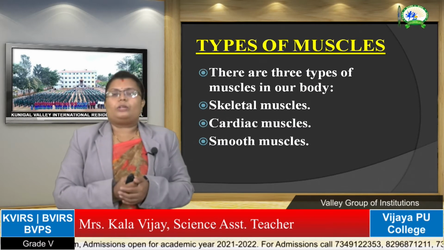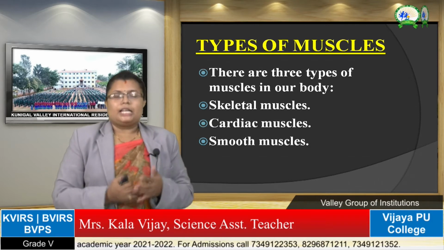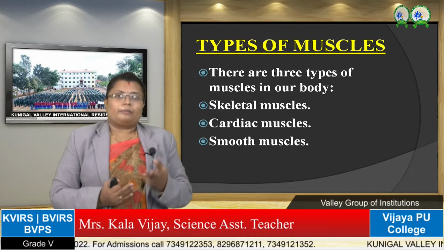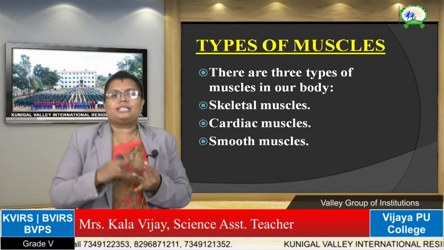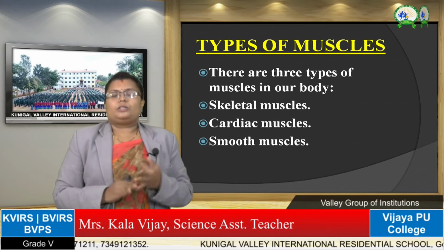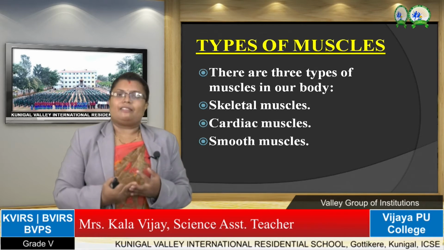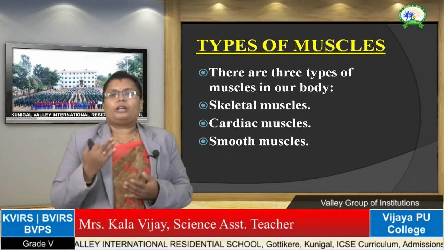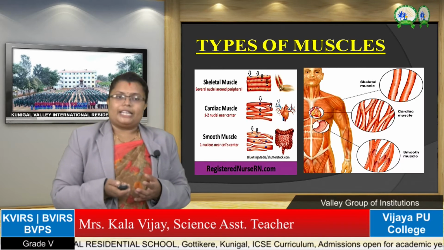Now it is time for us to learn about the types of muscles. There are three types of muscles in our body: skeletal muscles, cardiac muscles and smooth muscles. These are the three different types of muscles present in our body. After knowing the names, we have to know about each type of muscle in detail.